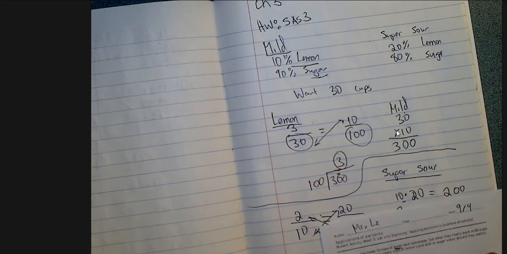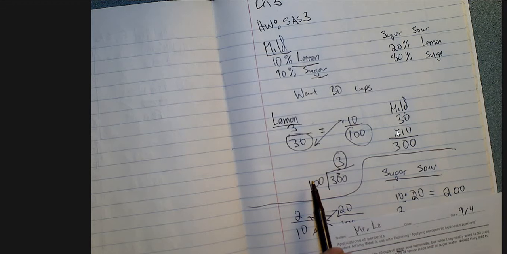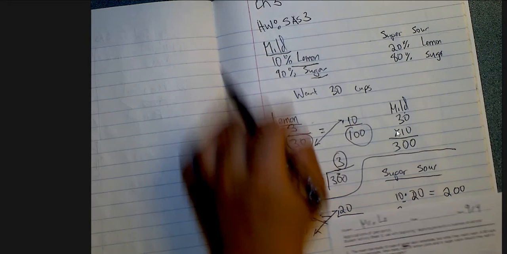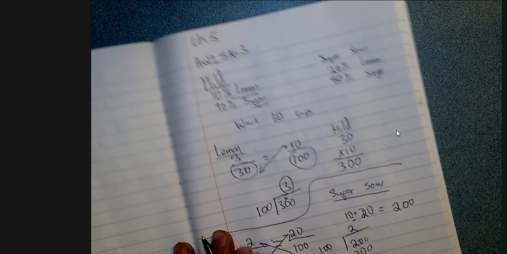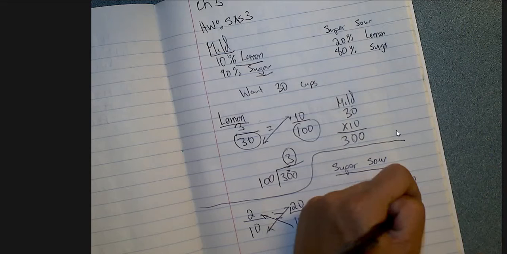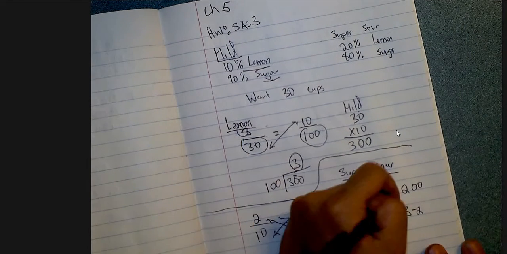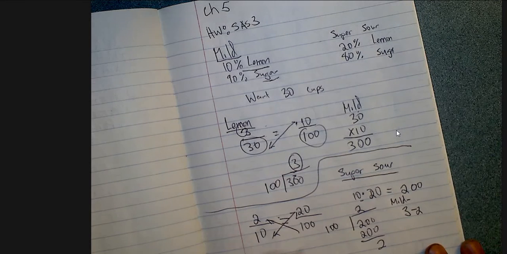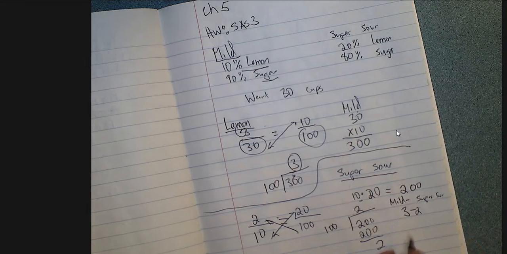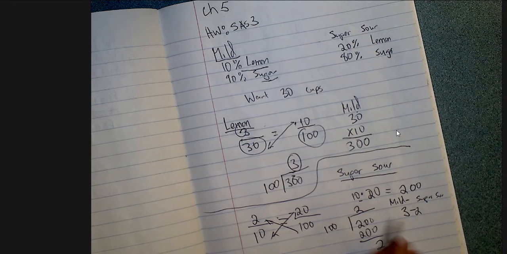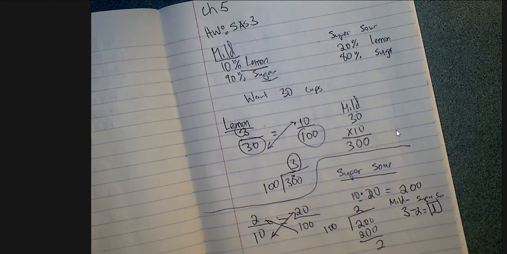How many cups of lemon juice should I add to make 30 cups of mild lemonade? Well, I'm going to have to find the difference. So to find the difference, I need to subtract 3 minus 2. Do you understand where I got the 3? The 3 was from the mild, and I'm going to subtract it from super sour. So mild minus super sour gets me what? 3 minus 2 is 1. That was a lot of work for a half a problem.